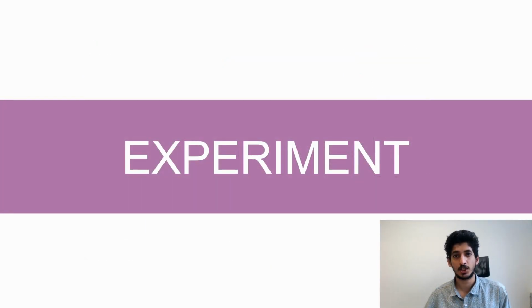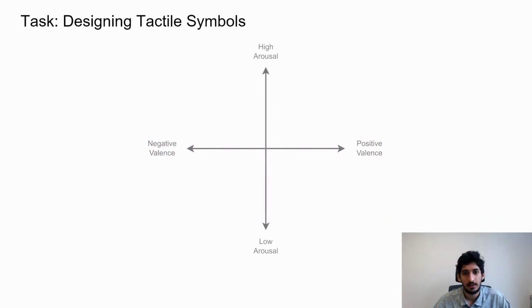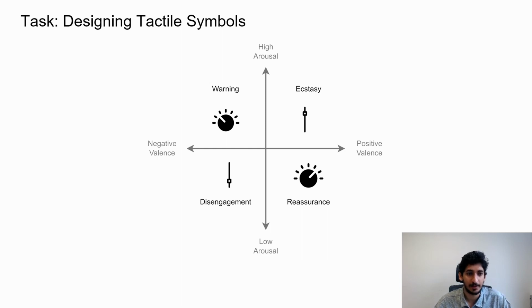To answer our research question, we designed an experiment. The task was split into two distinct subtasks: designing a symbol for warning when moving the knob to the left and for reassurance when moving the knob to the right, to simulate an accident on the left and a free lane on the right respectively. The task on sliders was to design a symbol for ecstasy at the top and disengagement at the bottom of the slider for an event. 5 haptic experts participated in the study to design tactile symbols. Each subtask was followed by a qualitative interview and a reflexive thematic analysis of the interviews was done.